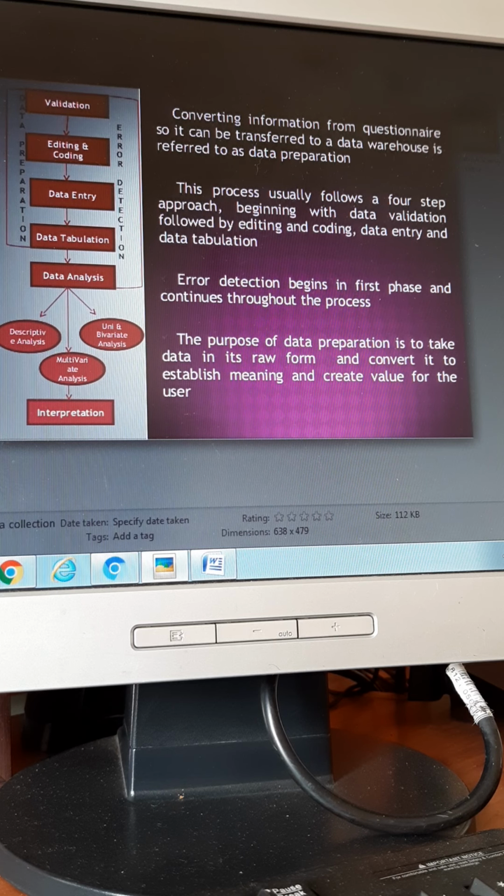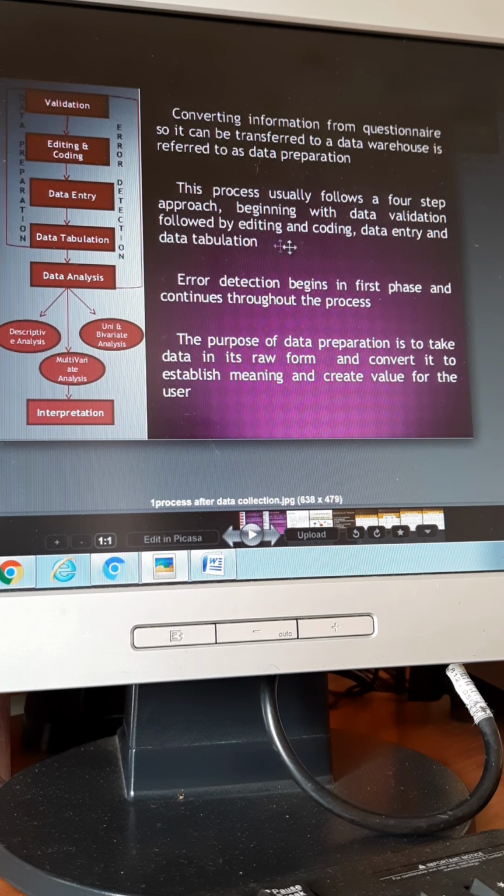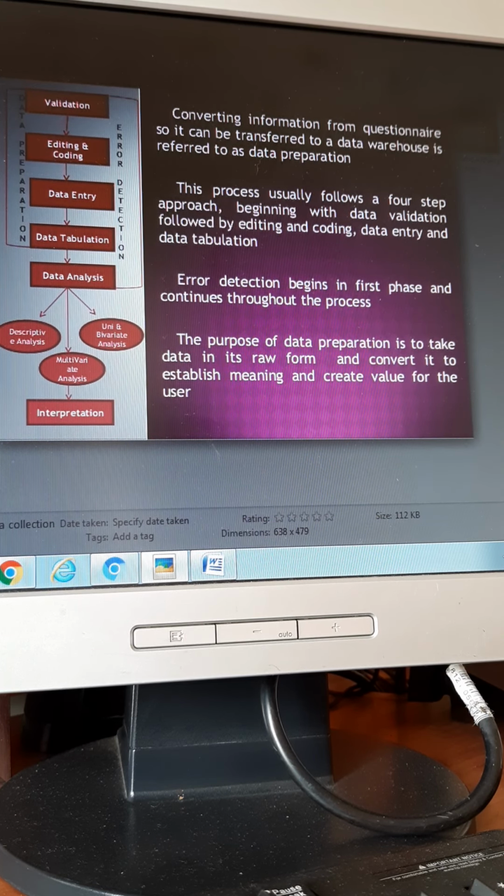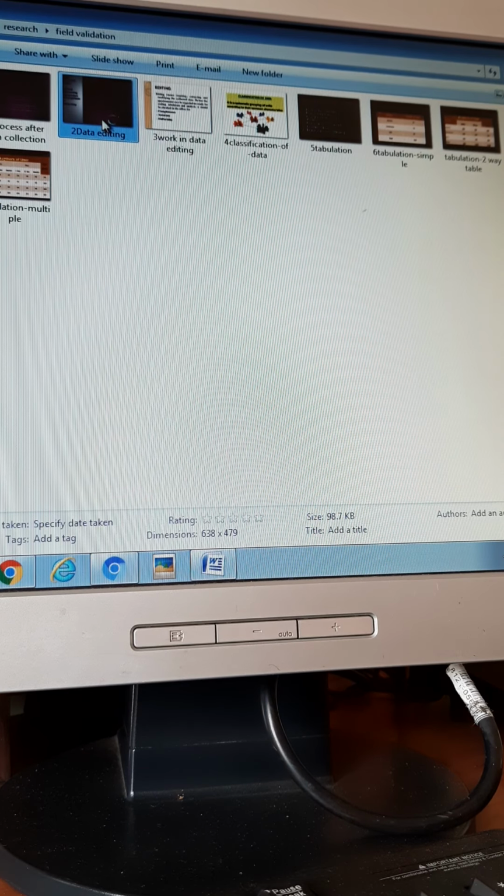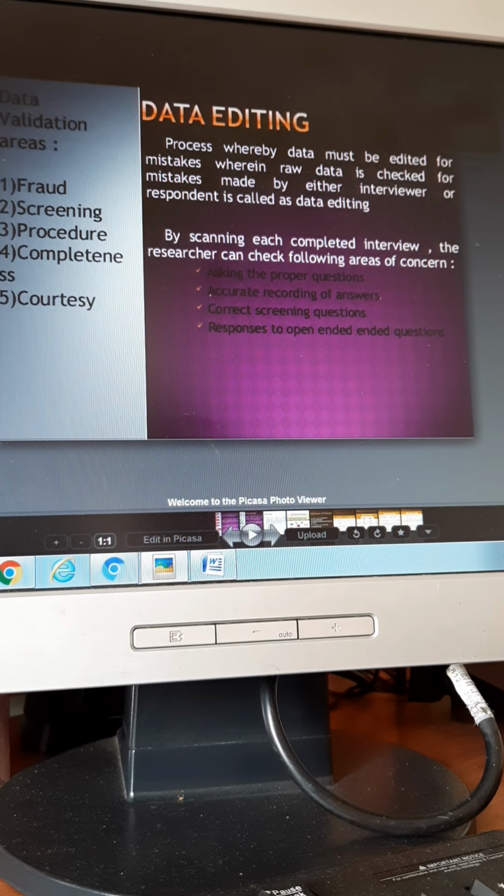So the purpose of data preparation is to see that the raw data converts itself very nicely into meaningful information for people to take decisions. So this is the first step after the field work is over. Data preparation. What are the steps involved in it? Editing, coding, data entry. Right. So let us look at what is editing. What do they do in editing?